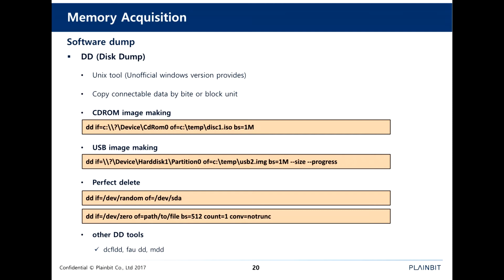Let's start with DD. The DD tool is used to copy a lot of data such as disks as well as memory. It was originally created as a tool for Unix, but now exists for Windows purposes. The DD tool can copy accessible memory data in bytes or blocks, and the copy unit can be specified by the user. Please refer to lecture materials for examples.